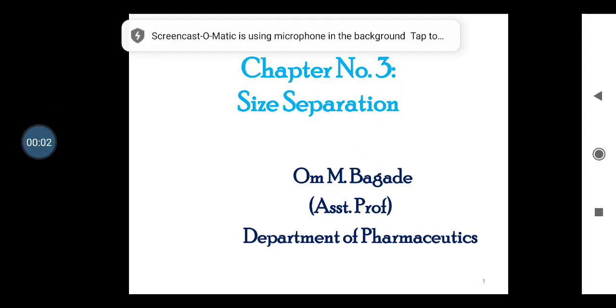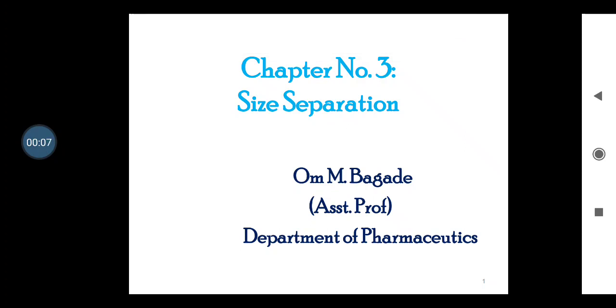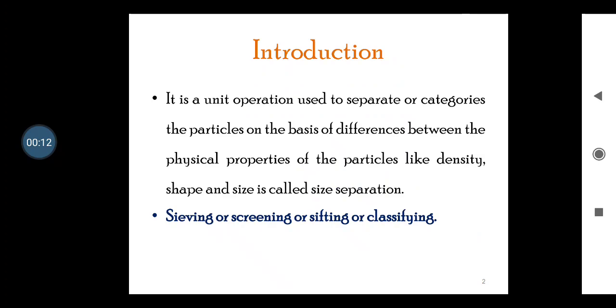Very good morning, students. Today we are going to start our next chapter, size separation. Size separation is basically a unit operation that involves the separation of a mixture of various sizes of particles into two or more portions by means of screening surfaces. Size separation is also known as sieving, screening, sifting, and classifying.